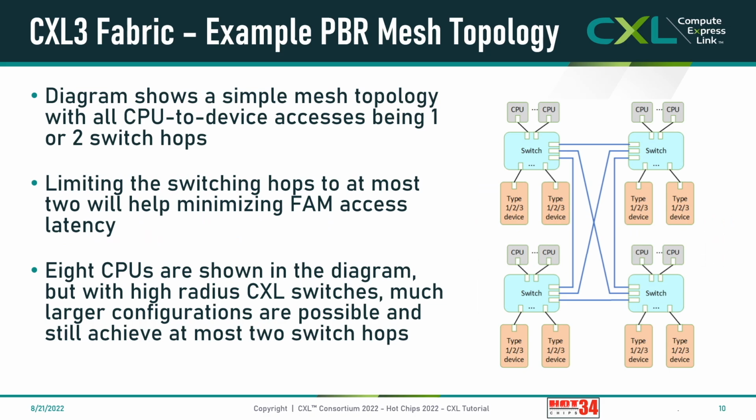The slide shows an example port-based routed mesh topology. The system shown in the figure allows a host or peer device to access any device with one or two switch hops. Mesh topologies such as this are common, but introduce the possibility of circular dependencies resulting in system deadlocks. These circular dependencies can be avoided with careful programming of the port-based routing tables within the switches by the system fabric manager.